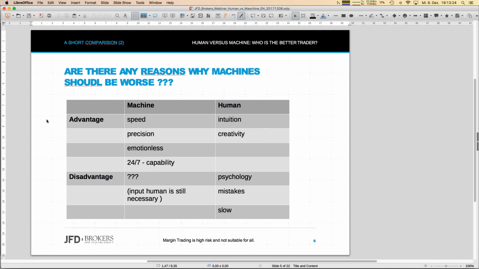Precision, of course. It's always calculating right, at least as long as the code is not buggy. And finally, of course, the machine is absolutely emotionless. So there are no emotions. It's doing its job. And if the computer is trading, the computer would not even care about losses. Of course, those losses are your losses finally, but the computer is without any emotions. And of course, the computer is able to run 24/7.